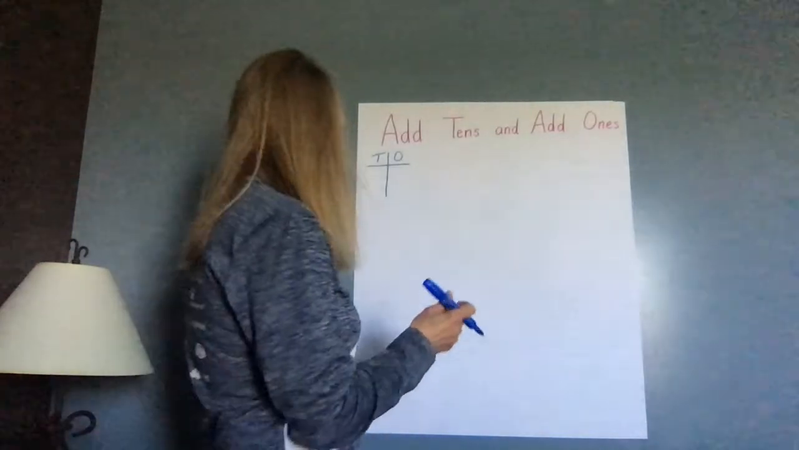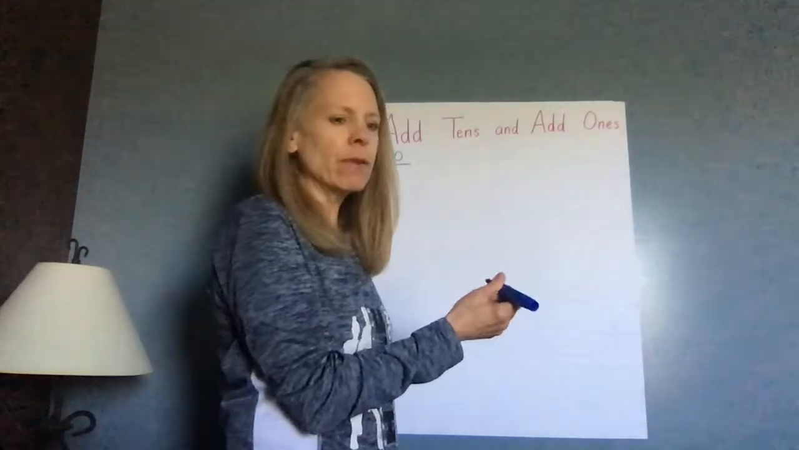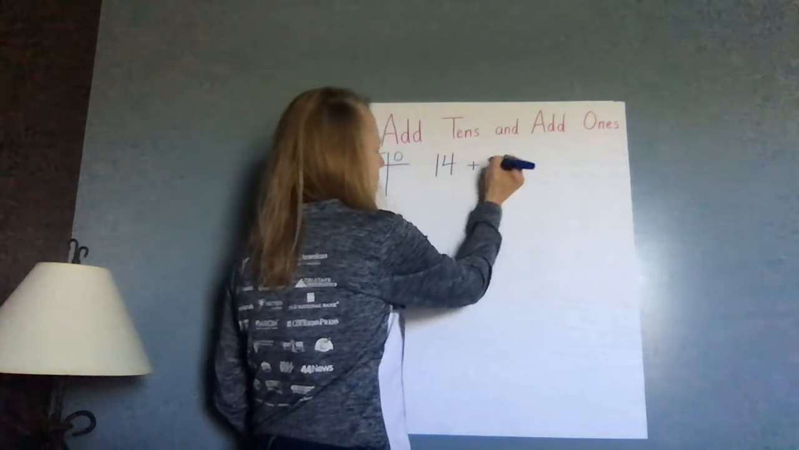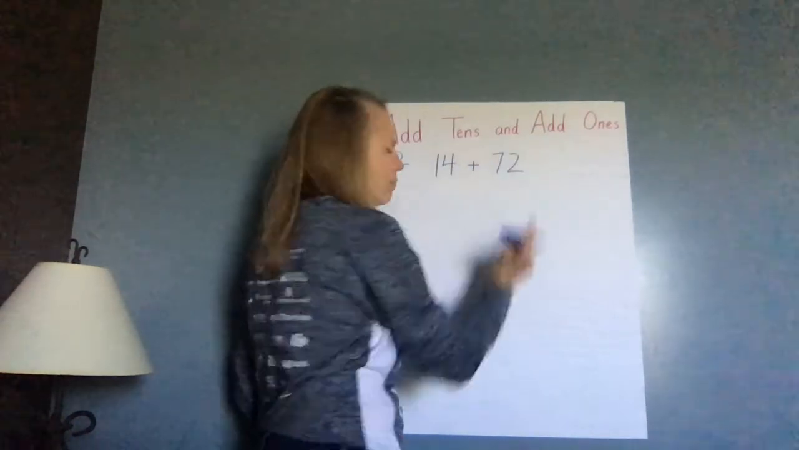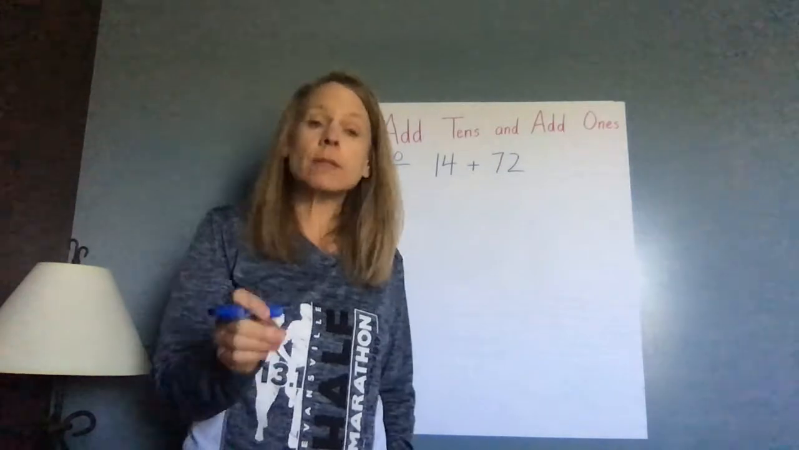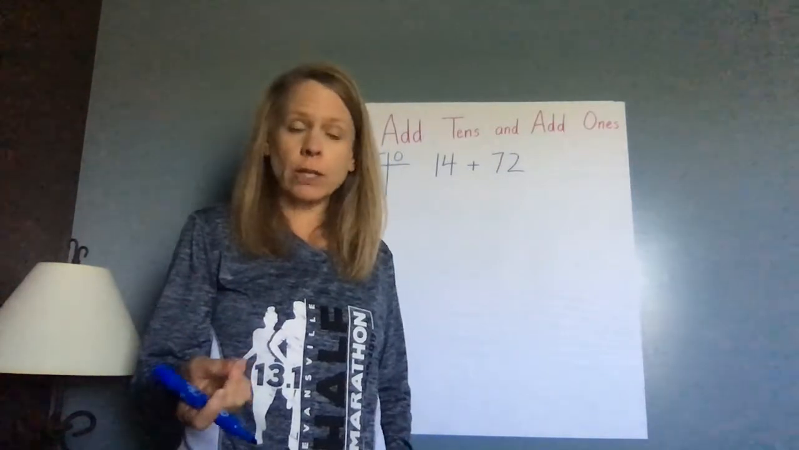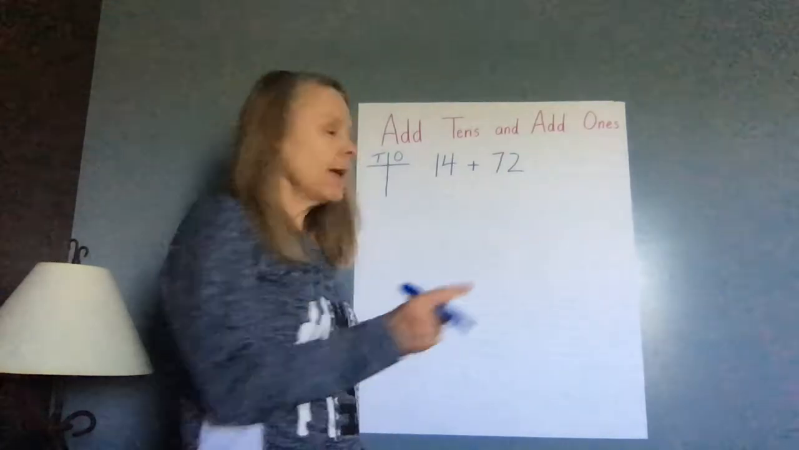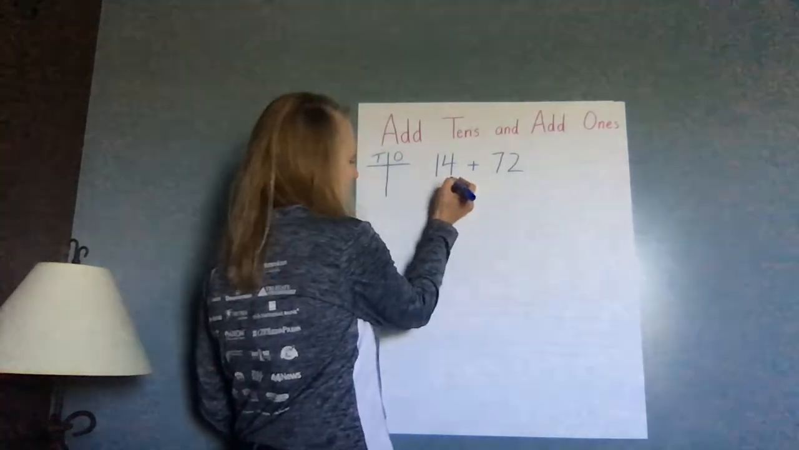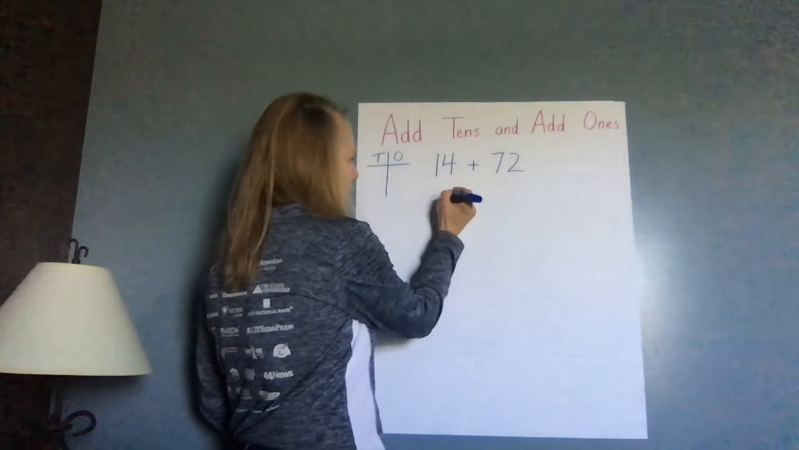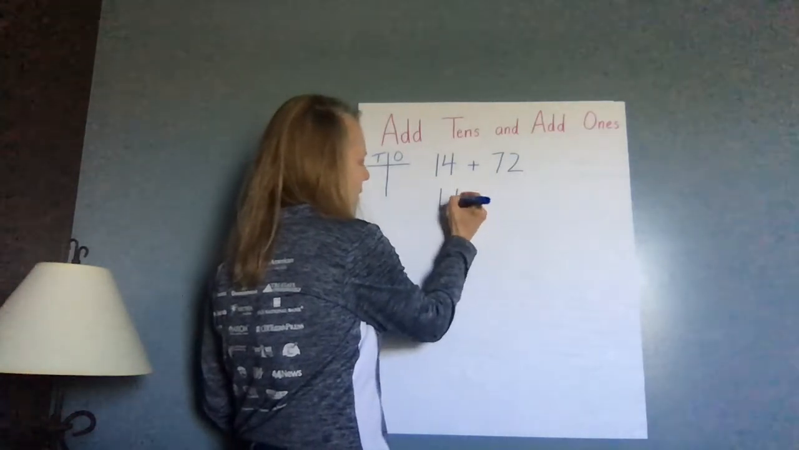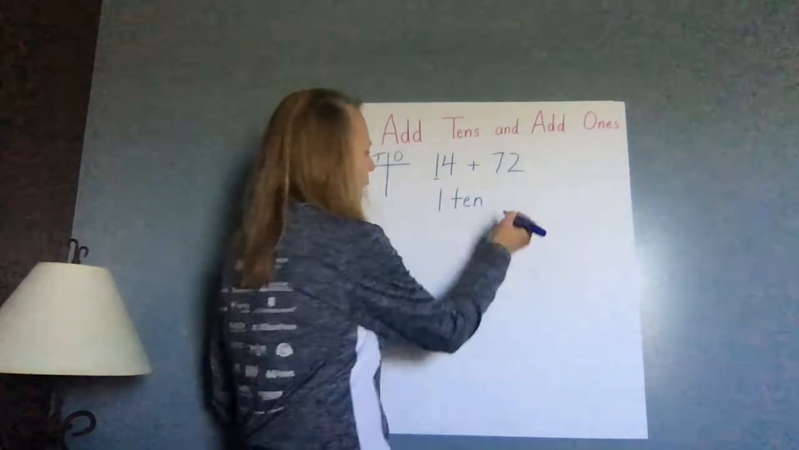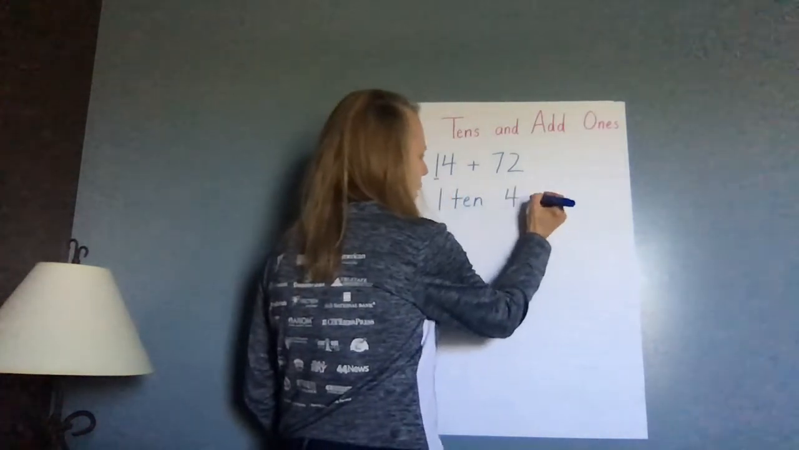When I add, let's say that I have 14 plus 72. Today we're going to talk about one strategy. The strategy is I'm going to look at the number. So if I have this 14, I know that in 14 I have 1 ten. That's the first number. And I have 4 ones.